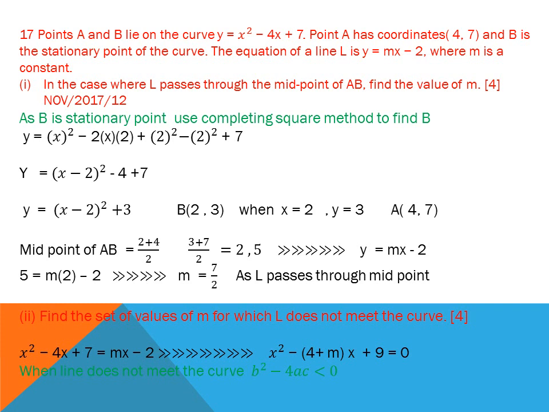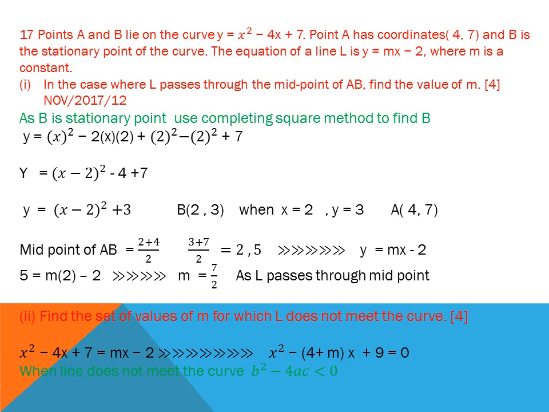So A point is (4, 7) and B point is (2, 3). I take the midpoint of AB: (x1 + x2)/2, (y1 + y2)/2. The midpoint of AB is (2, 5), because the line L is passing through the midpoint. So the midpoint satisfies the equation y = mx - 2. I put the value of y = 5 and x = 2 and find the value of m = 7/2, as L passes through the midpoint.